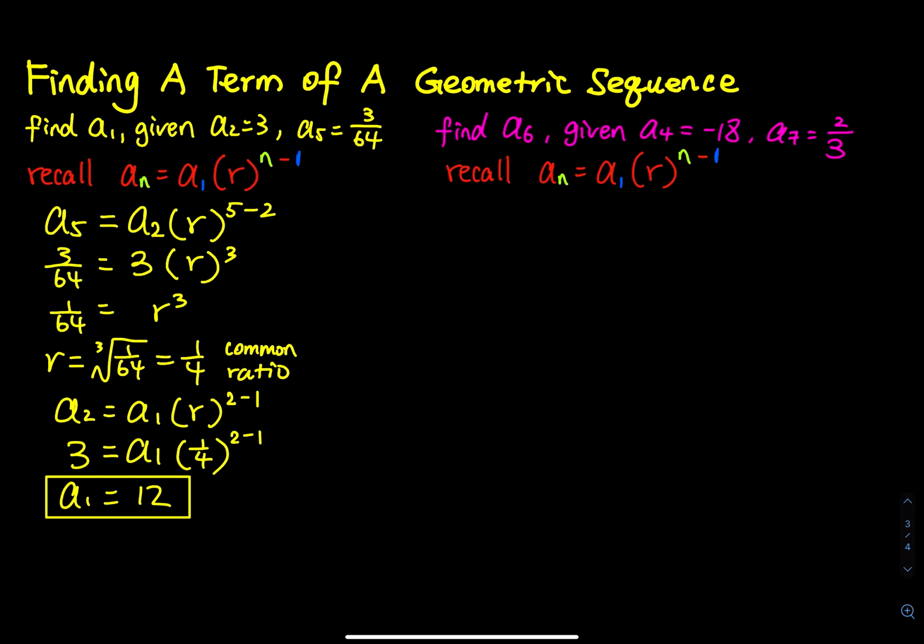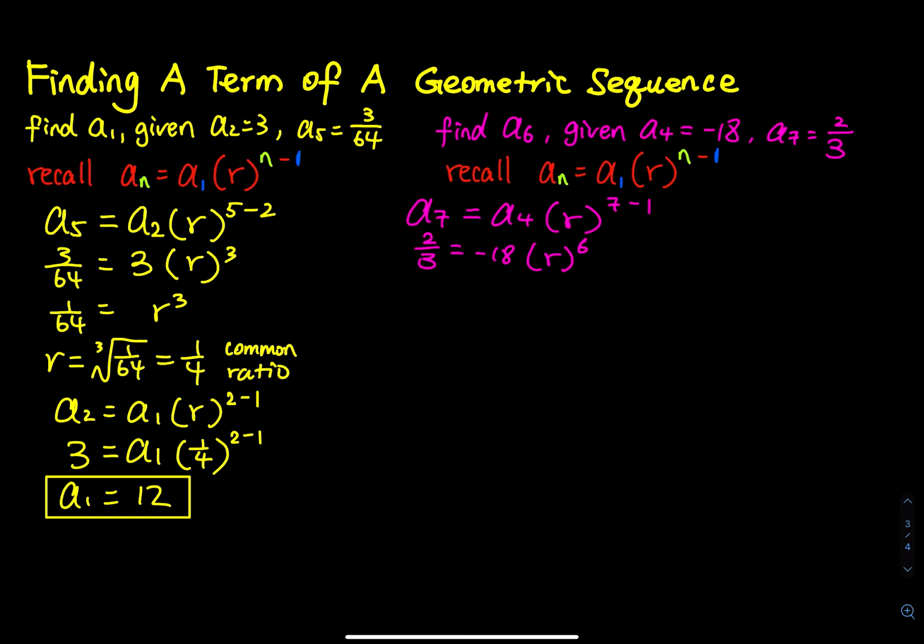What formula do we use? I recall a_n. I am going to use a_7, so n equals 7. I am not going to use a_1, I am going to use a_4. So this is r, and n is 7 minus 1. We know a_7, which is 2 over 3, and a_4 is negative 18. r we don't know. The power is 6, since 7 minus 1 equals 6.